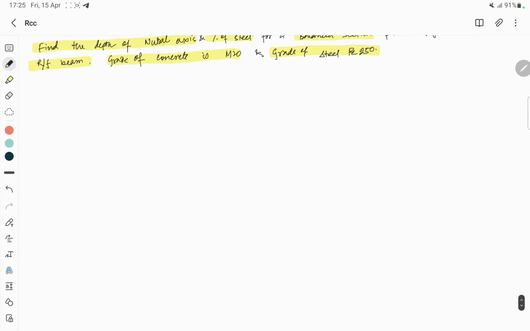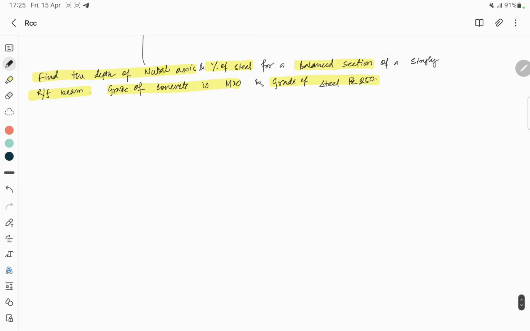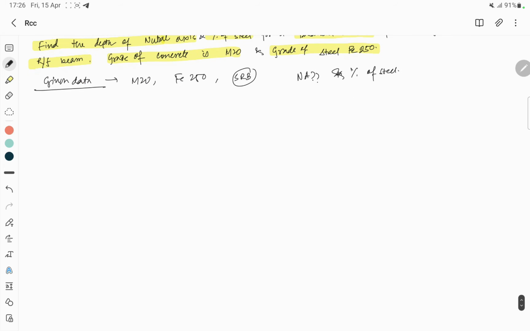So first we solve this problem. First we write down the given data: M20 and Fe250. And it is a singly reinforced beam. Find out the depth of neutral axis and percentage of steel. Now we have to find the solution.